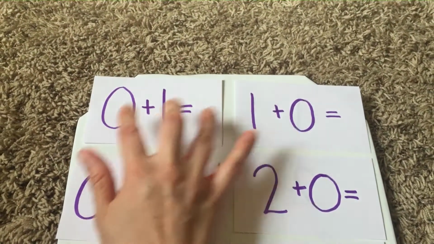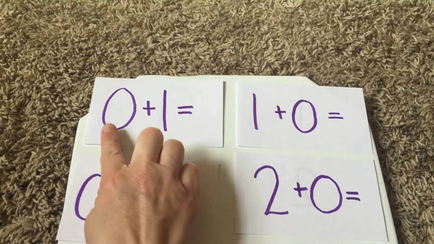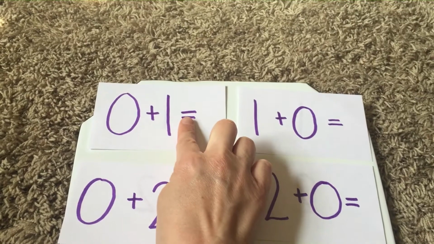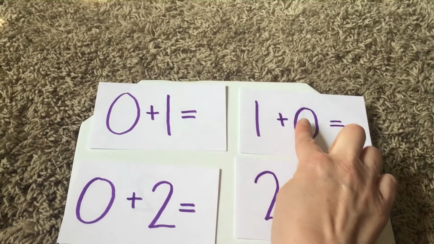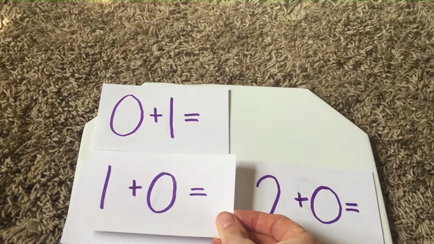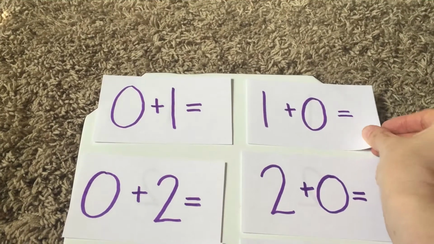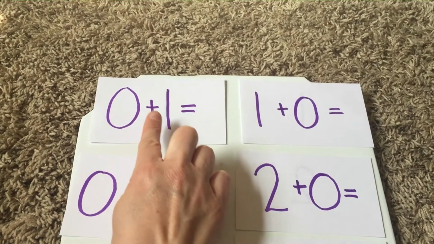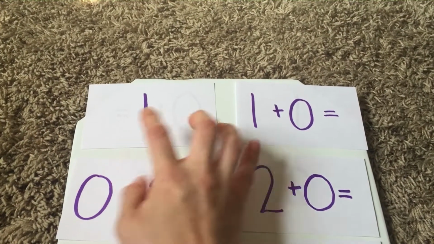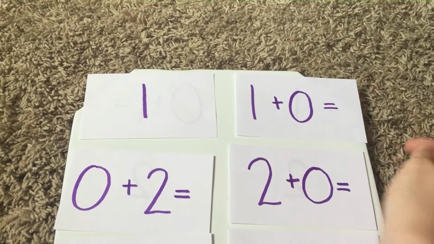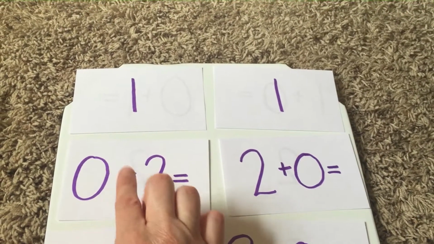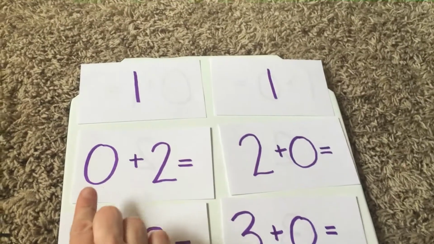I also want you to notice that these equations are flip-flopped. So over here, we have 0 and 1 more is the same as... It's flip-flopped over here. 1 and 0 more is the same as... They're the exact same equation. The numbers are just flip-flopped. So let's try these. 0 and 1 more is the same as... Good. 1. 1 and 0 more is the same as 1. You're right, because we're not adding anything. We're adding 0.